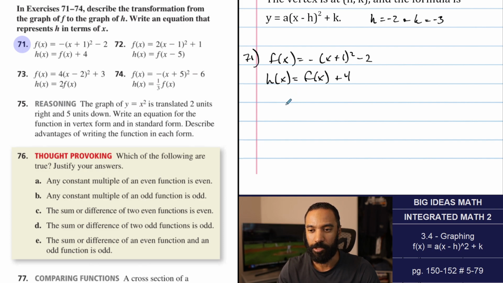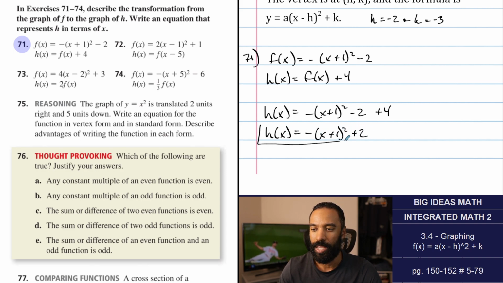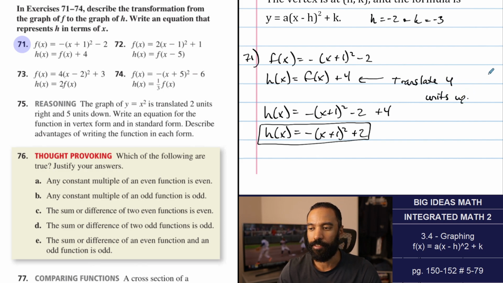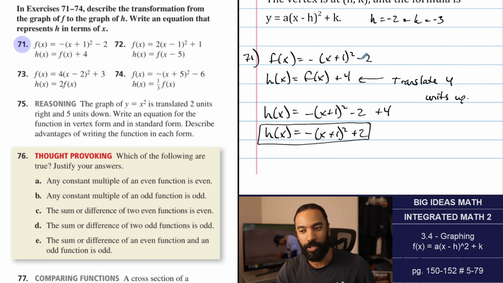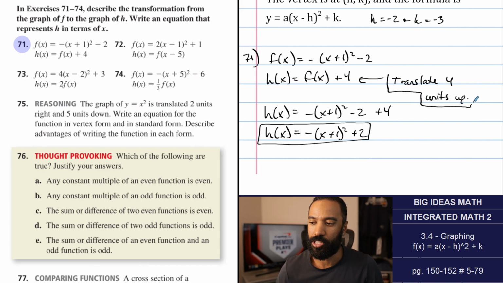Describing the transformations, f of x plus 4, instead it's f of x, this guy, plus 4. Here's my f of x, and then the plus 4. Negative 2 plus 4 combines, and this becomes negative (x plus 1) squared plus 2. That's the in terms of x part. Describing the transformation, that plus 4 means you translate 4 units up. That's like a k just for the function itself. This actual k is 2. The other k was negative 2. That's 4 units higher, and that's the only thing that changes there. So describing the transformation, there it is. Writing the equation in terms of x, there it is.